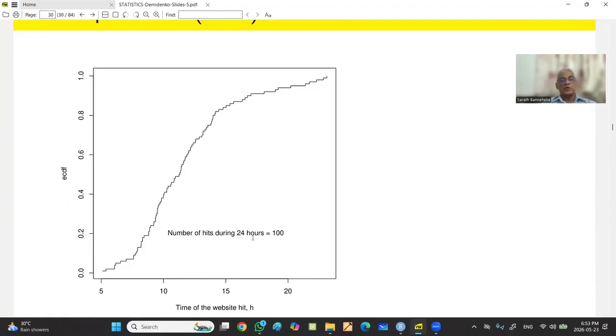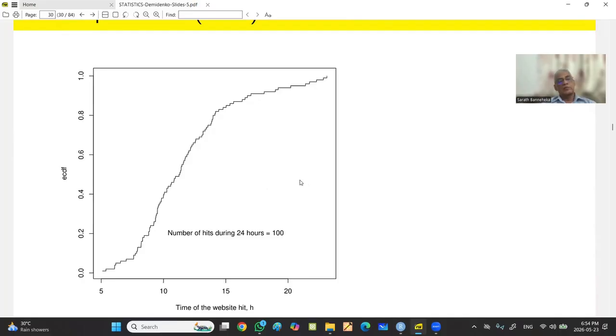So "number of hits during 24 hours equal" is one part, and then it has inserted the number n here, 100. You can prepare that kind of sentence by using the command paste. Paste whatever text you want, and then, comma, whatever numbers you want to put in, and so on. You can combine them by using paste. So this is the estimated cumulative distribution function. That is the empirical cumulative distribution function for the time of hits. X was the time of hits, right?